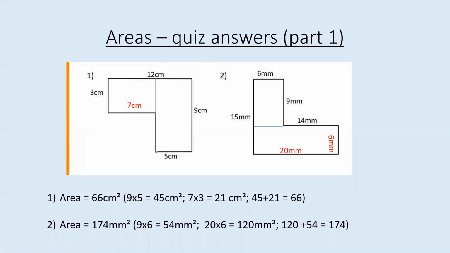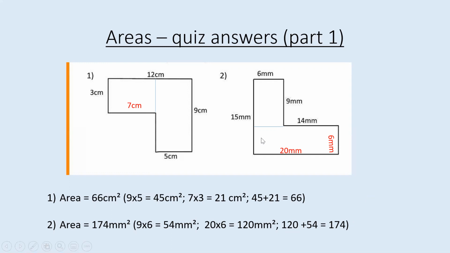That was done by breaking the shape into two regular shapes. We had one part which was 9 centimeters by 5 centimeters, so that gave an area of 45 centimeters squared. The second shape gave us an area of 7 centimeters by 3 centimeters because we had a horizontal line of 12 centimeters. We took 5 centimeters away from that, so that gave us a horizontal length on the second shape of 7 centimeters by 3 centimeters. So that came to an area of 21 centimeters. Add the two areas together, 45 plus 21 equals 66.